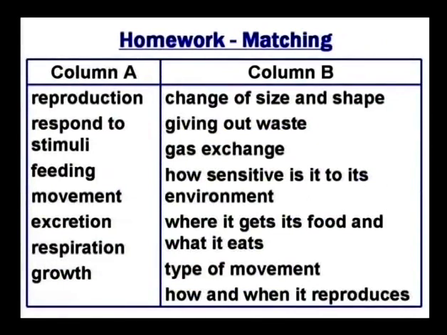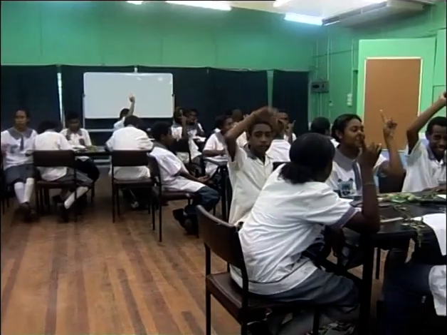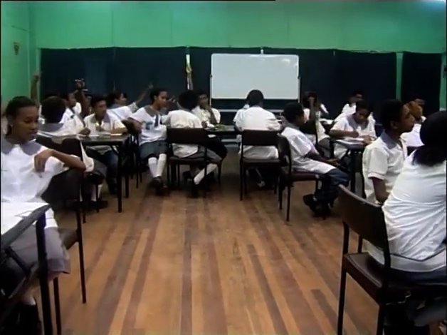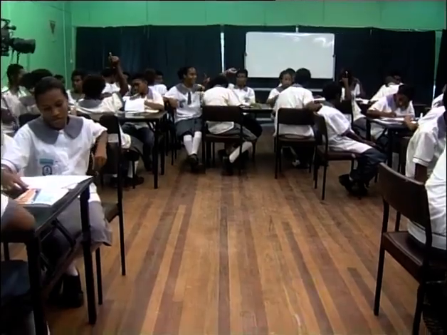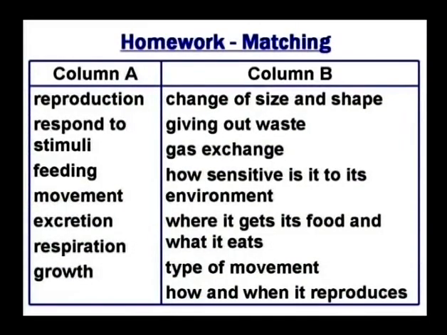Okay, last one, class. What is the last answer? Very good. Give yourself a tick, and let's see how many of you have all correct. Receiving students? Thank you. Many of you. Very good. So what can we say? These are the 7 characteristics of what? Only animals? Living things. Very good.